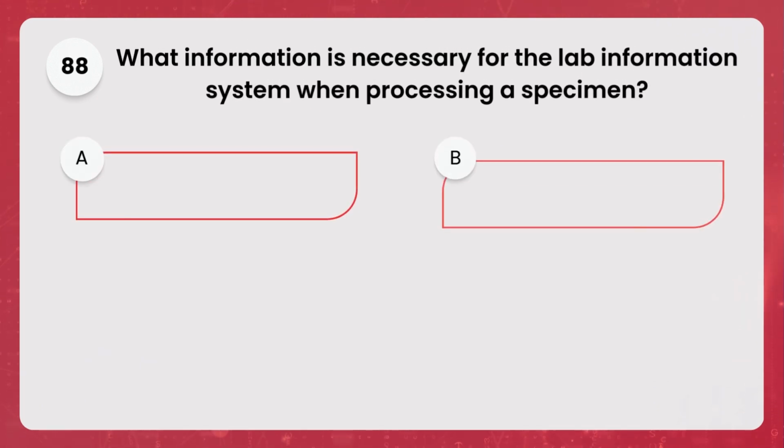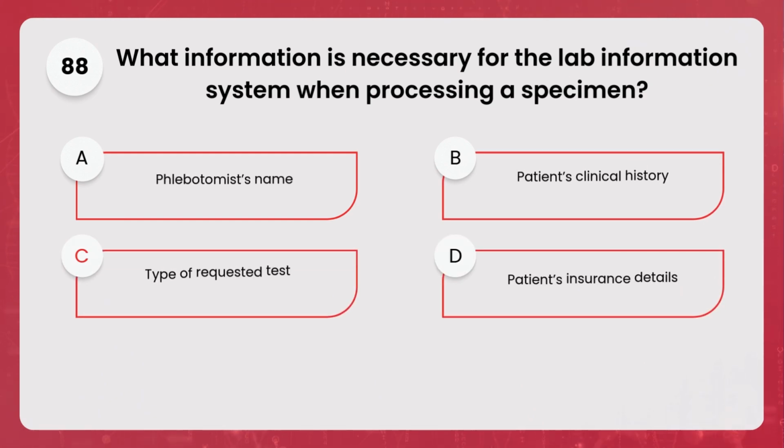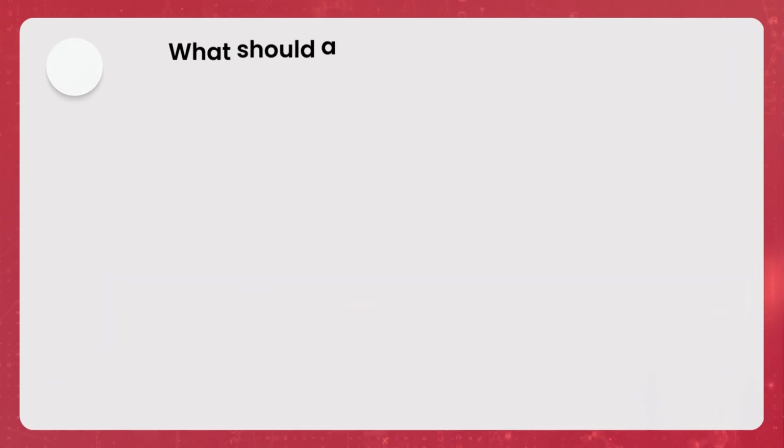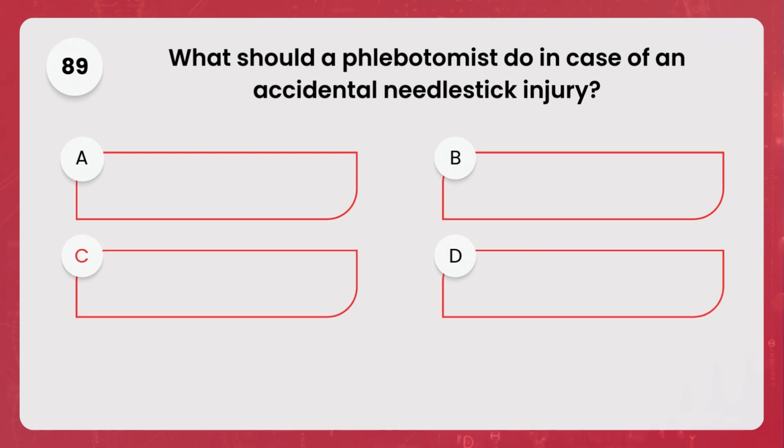Number 88. What information is necessary for the lab information system when processing a specimen? A. Phlebotomist's name, B. Patient's clinical history, C. Type of requested test, or D. Patient's insurance details. The answer is C. Type of requested test.